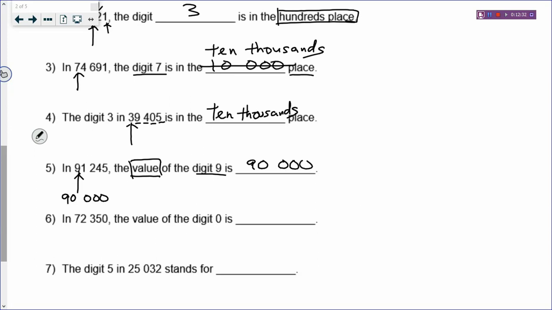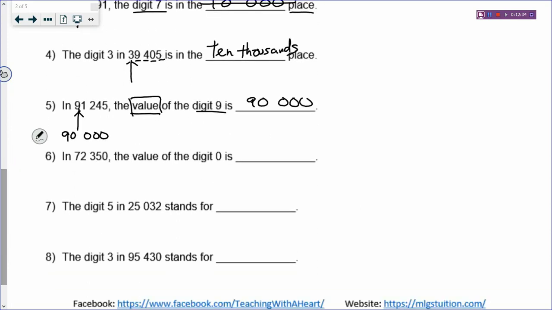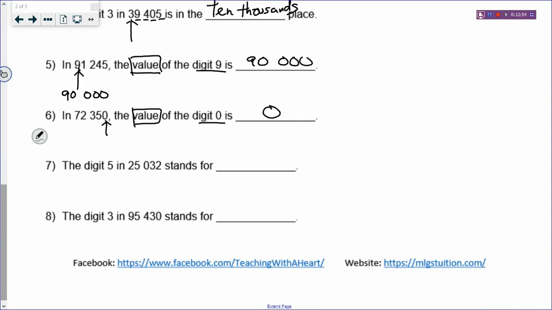So you must know when to write in numeral and when to write in words. Alright, another one. In 72350, the value of the digit 0 is what? Well, this is in the ones place. So the value of the digit 0 is still 0, because you have 0 ones. 0 ones means nothing. Still 0. So remember, if you see the word value, you have to write your answer in numeral.